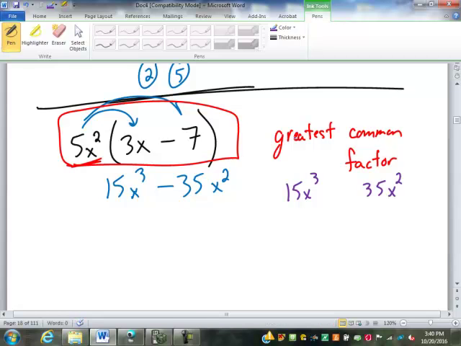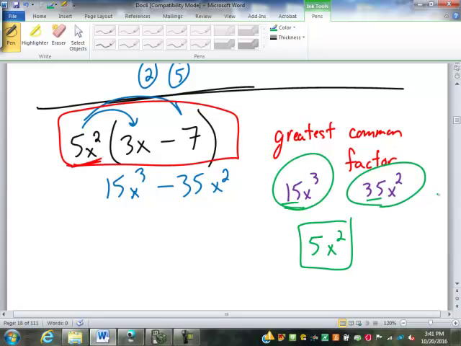When we did least common multiple on this last test, you did the numbers and then it was the highest power of the variable. When we did greatest common factor a few weeks ago, you did the numbers. What is the largest number that goes into both 15 and 35? That is the 5, right? For the variables, it was the smallest power of the variable. So here that would be the x squared. So 5x squared is the greatest common factor for 15x to the third and 35x squared.